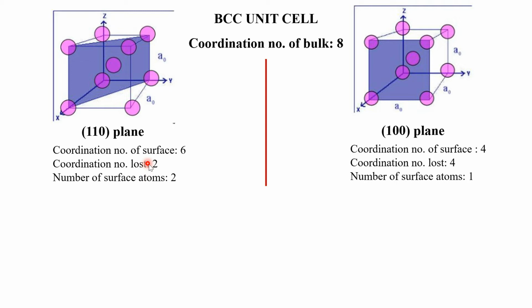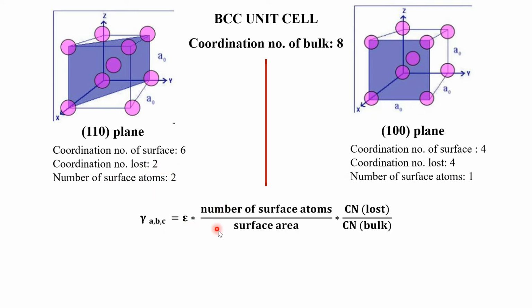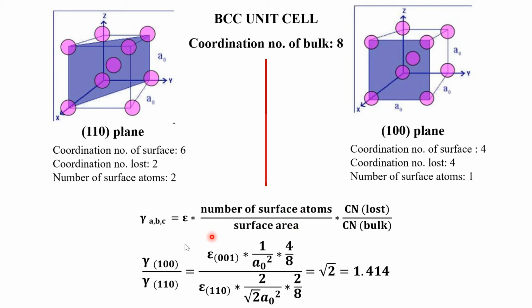Therefore, what are the requirements of the equation we have already met? We have found out the number of surface atoms for each case and the coordination number lost for each case, and then substituting in the equation: the number of surface atoms by surface area, Cn lost, Cn of bulk. Cn bulk we know, Cn lost we have calculated, and the number of surface atoms also we have understood. Now the surface area. For the 100 plane, what is the surface area? This is actually a square. Therefore, if this lattice parameter is a0, then a0 square will be the surface area.